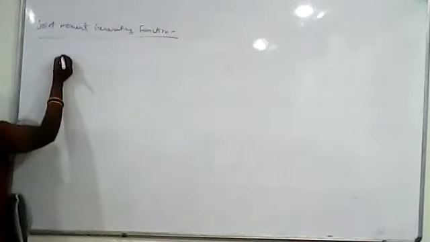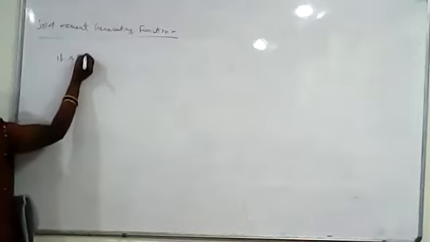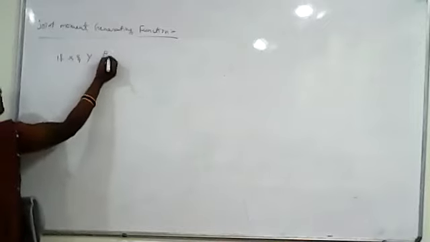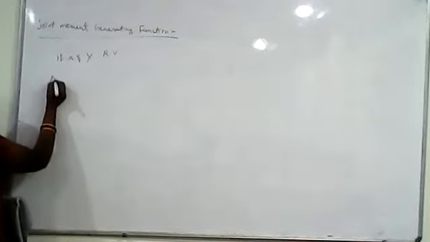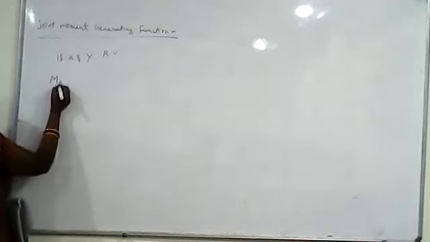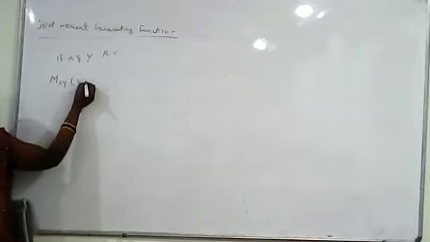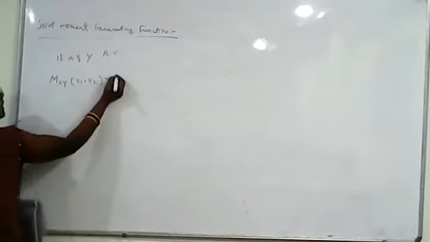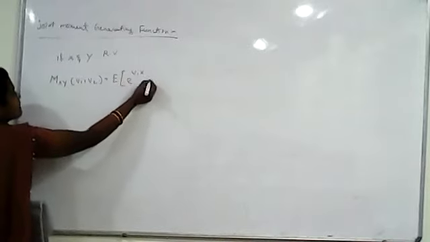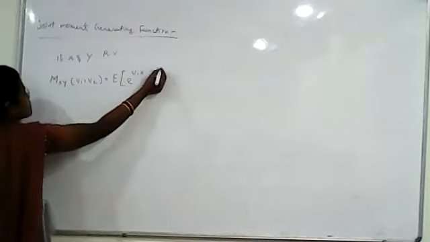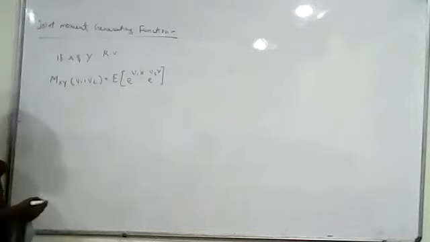So if X and Y are two random variables, the joint moment generating function M_XY of v1 comma v2 can be written as the expected value of e power v1 X plus v2 Y. Okay, this is called the joint moment generating function.